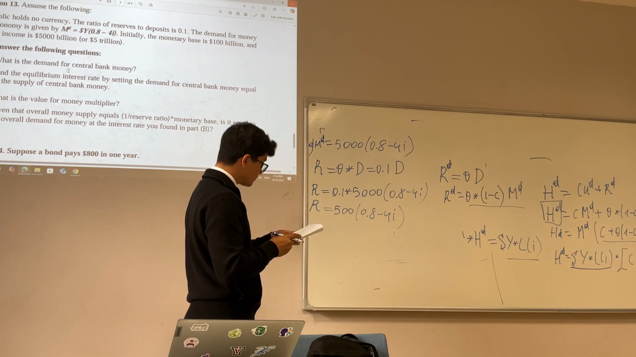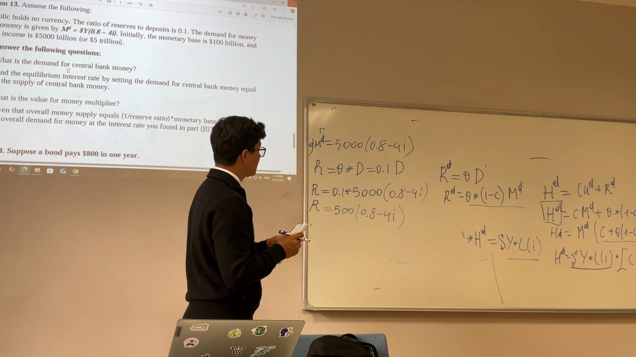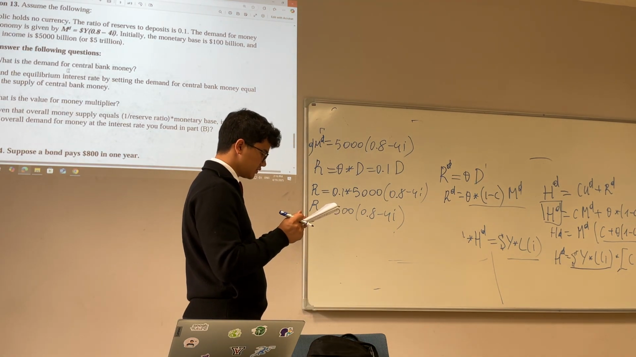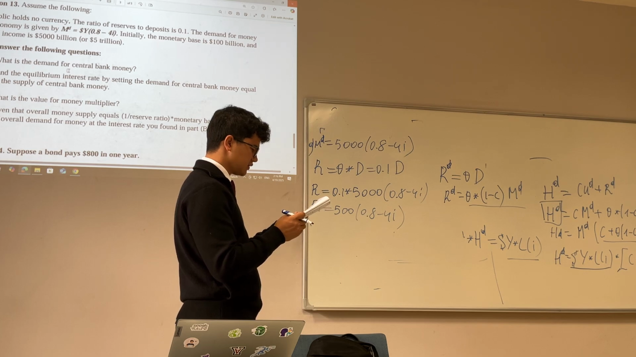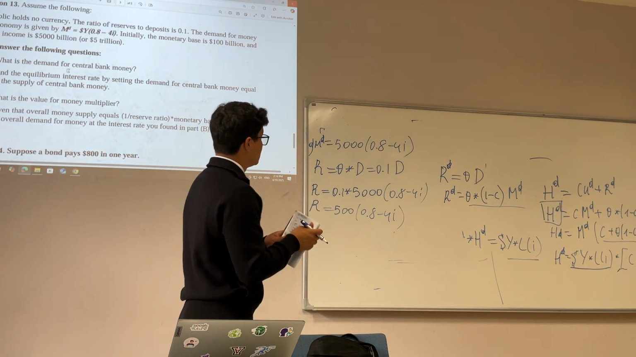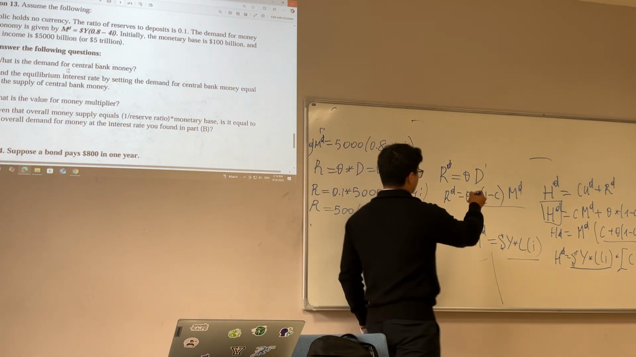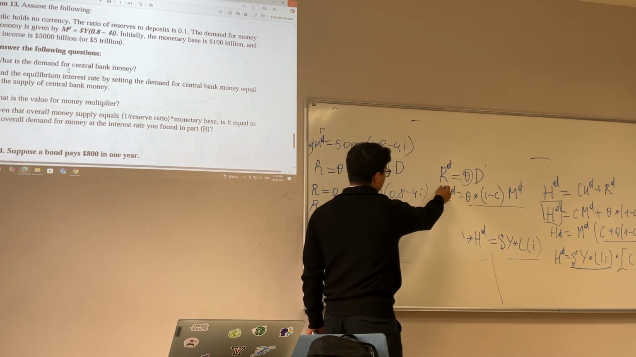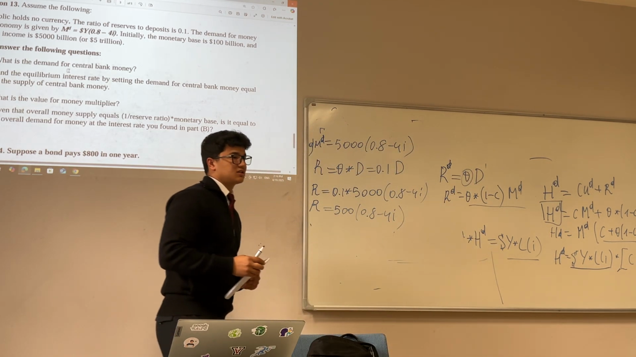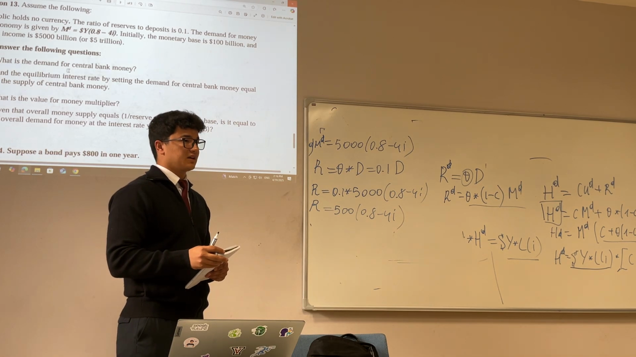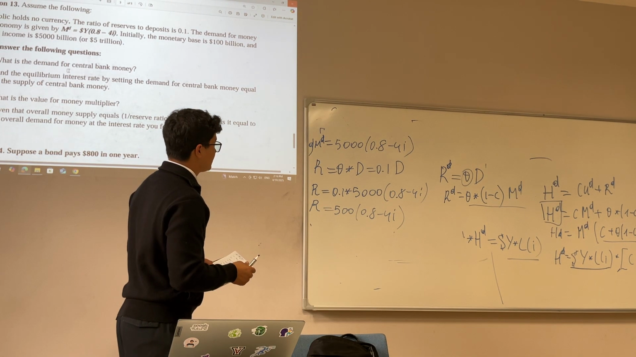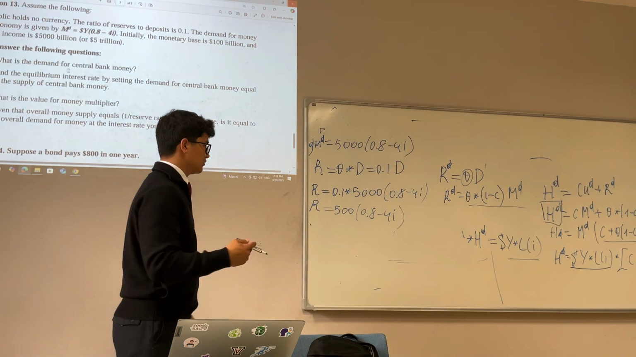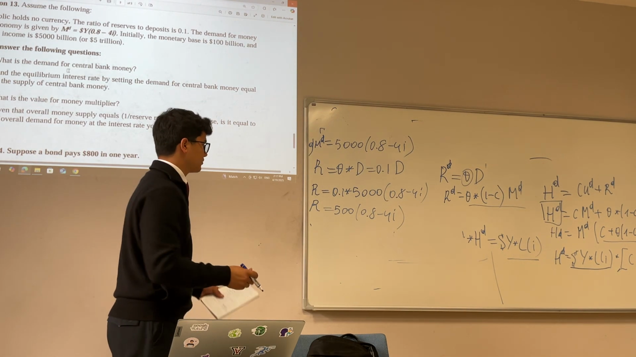Isn't R 0.1? No, R is not 0.1. Why? You think ratio of reserves to deposits? No, the ratio means that our theta is the ratio. R is different. R is kind of our supply from the central bank. And D was demand from central bank, or from the money market.